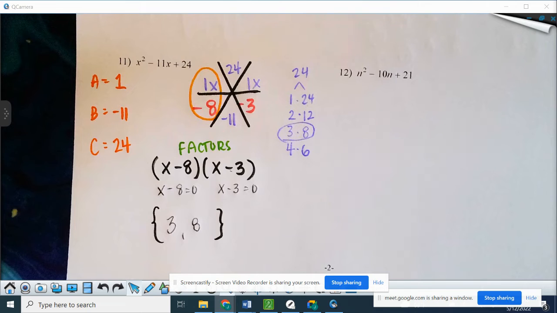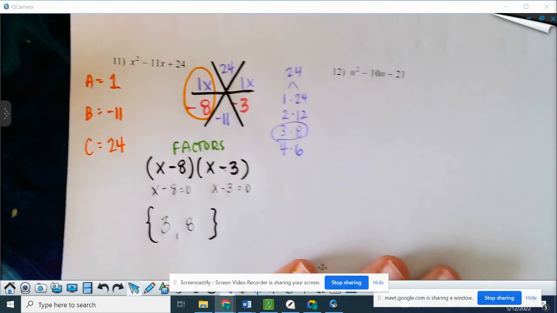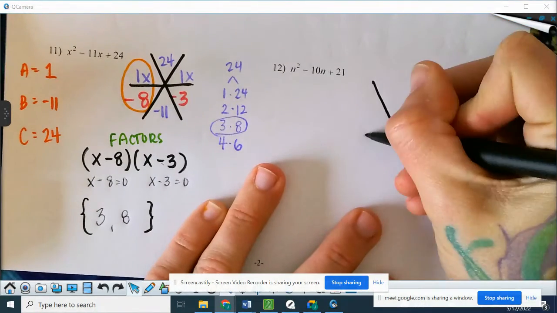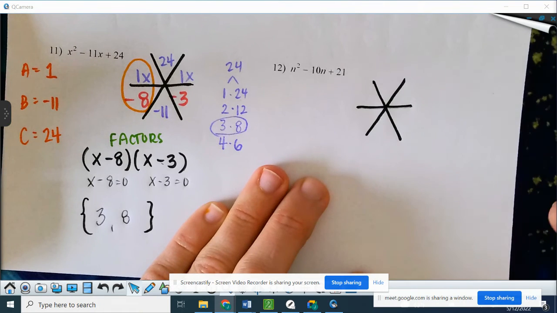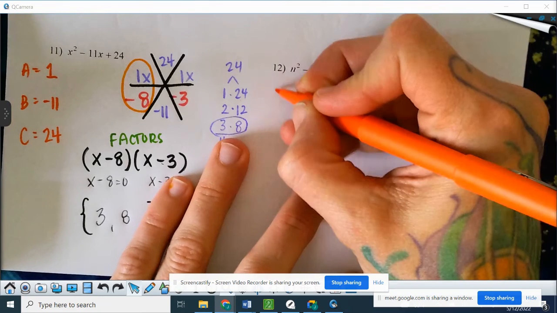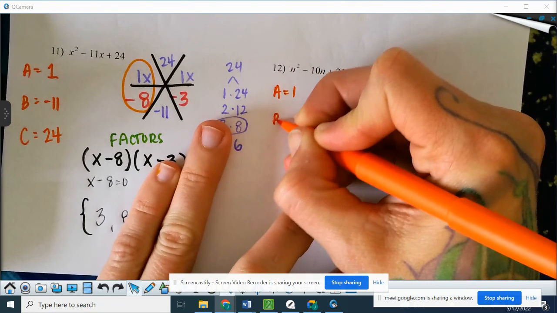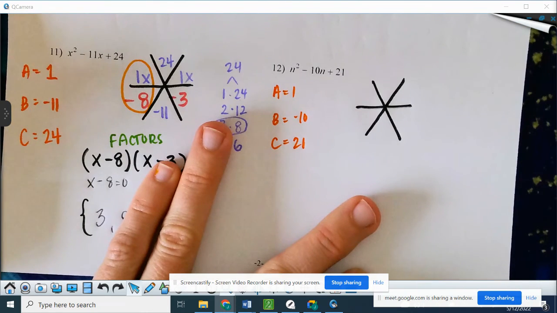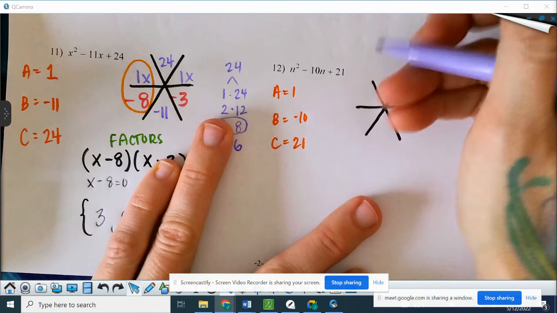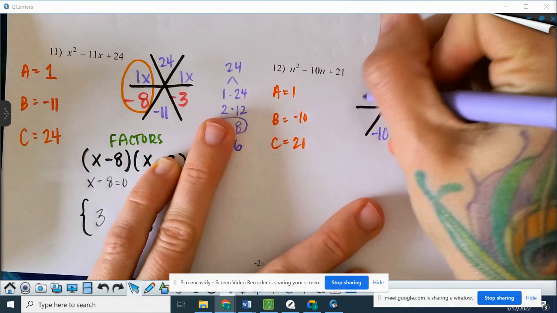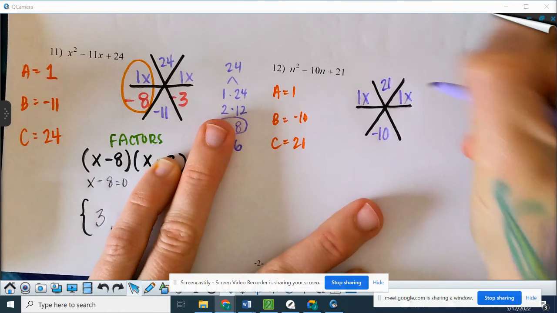So 3 and 8. We got 1 minute, but I'm going to do one more because, like I said, this is so important. Again, just showing you that you can do it when A is 1 or A is not 1. So in the case of number 12, A is going to be 1, B is going to be negative 10, and C is going to be 21. A times C is going to be 21 because it's 1 times 21. Our B value goes in the basement at the bottom. AX, AX. So it's 1x, 1x.